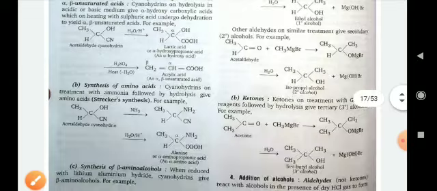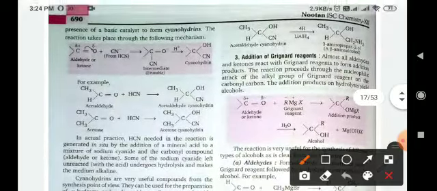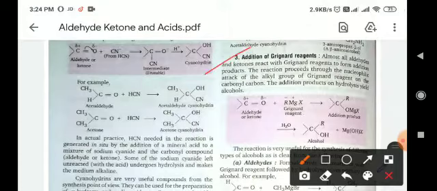Next, third is addition of Grignard reagent. What is a Grignard reagent? RMgX. This is the basic mechanism. After breaking the bond, the carbon will contain positive charge and oxygen negative, and RMgX will break into R minus and MgX plus. Opposite charges will attach and form this addition product.